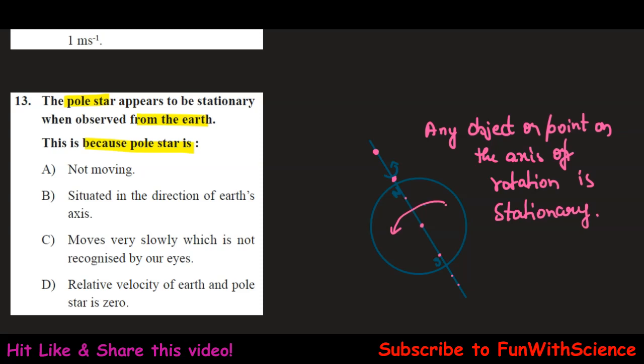Therefore, the pole star that we observe in our night sky is located on the axis of rotation of our earth. We may be anywhere on the earth, but the pole star remains stationary, or appears stationary to us, wherever we are on the earth's surface. The pole star always appears to be stationary, and that is the reason why it has been used from historical times for navigation and other purposes. Option B is the correct answer.